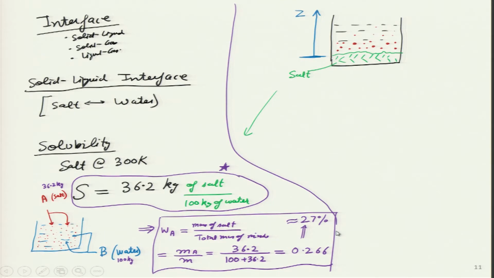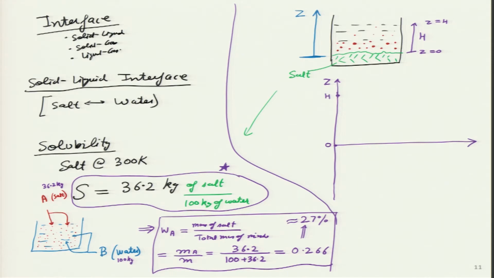Now, what I am going to do is an interesting thing. I am going to plot something over here. Let me create the axis, and this is my same z axis. If this is the height from the datum h, then this is z equals 0, and here z equals h. So, what I am plotting here is this quantity W A, which means I am plotting the mass fraction of salt for this example.